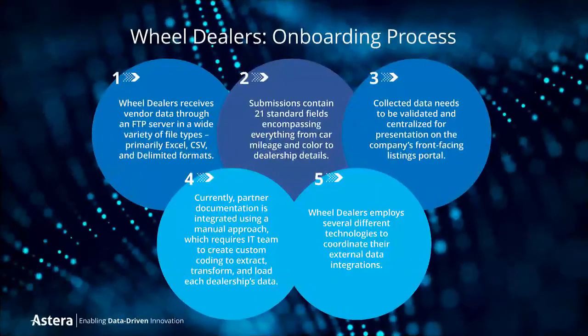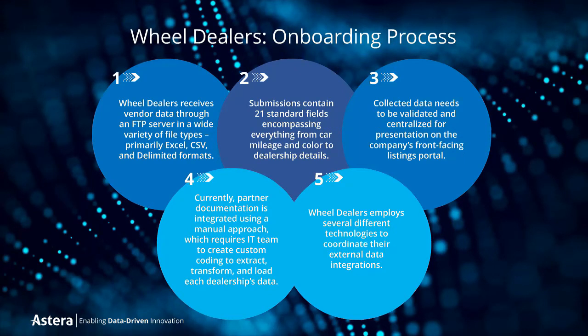Before we get to those challenges, let's see what Wheel Dealers' current vendor onboarding process looks like. So right now, Wheel Dealers receive vendor data through an FTP server in a wide variety of file types, with the majority being Excel and CSV files. In the interest of completeness, Wheel Dealers require incoming submissions to contain 21 standard fields that encompass everything from car mileage and color to dealership details, including key contact personnel and payment information.